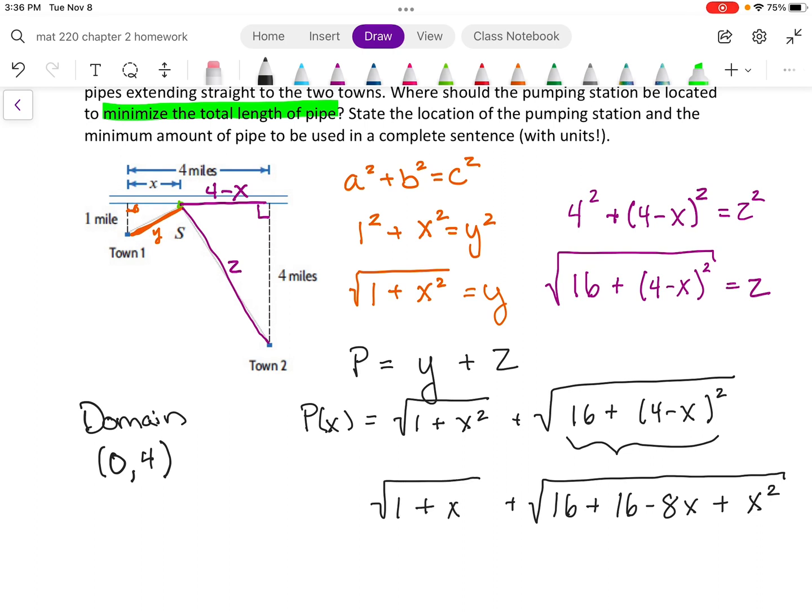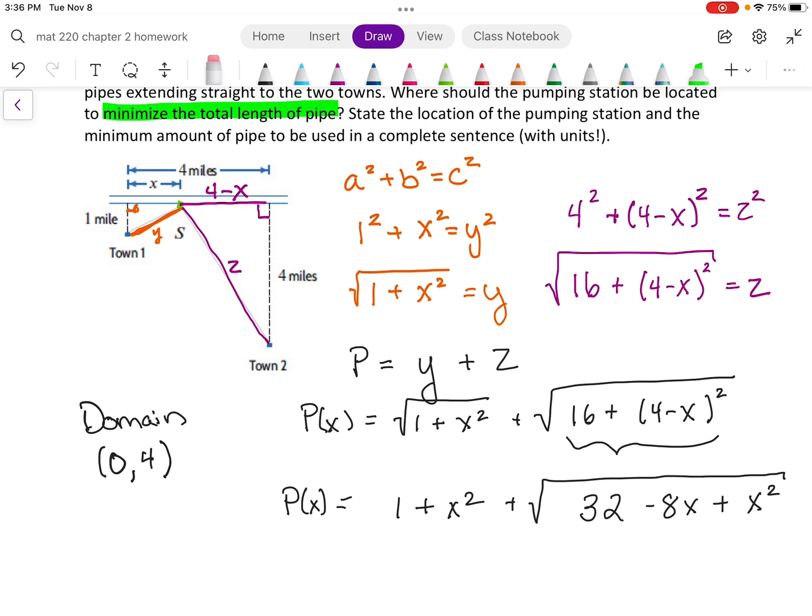And I can simplify that a little because I have 16 plus 16, so I'm just going to save myself a little bit of writing and erase those and replace it with 32. Okay, I want to take a derivative.